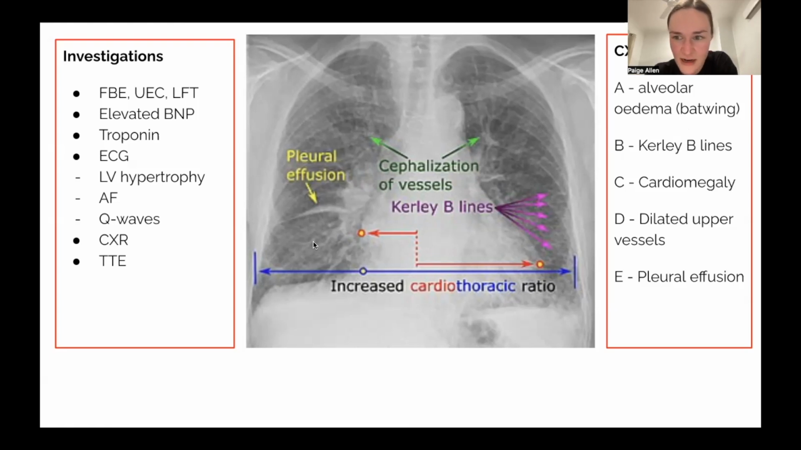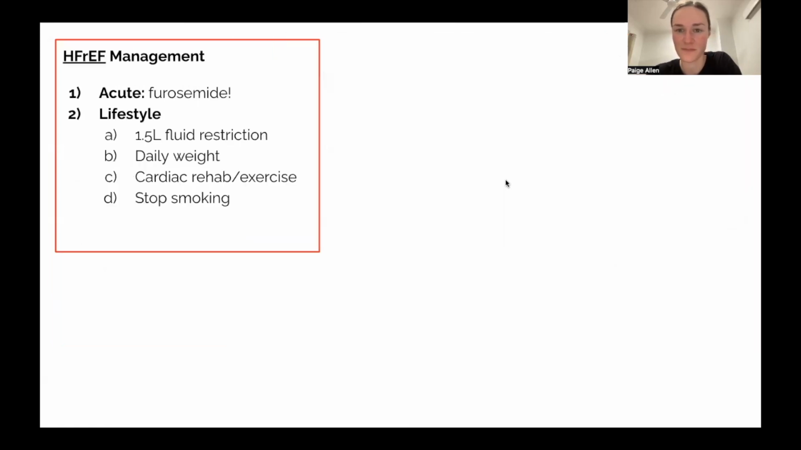So like along here. C is cardiomegaly, so that's when your cardiothoracic ratio, your heart diameter, is larger than half of your thoracic diameter. D is dilated upper vessels, so I guess like here a little bit and here a bit, and then E is pleural effusion. So you can see in between the lobes, there's fluid here as well. You might also see it more basally on another kind of X-ray.